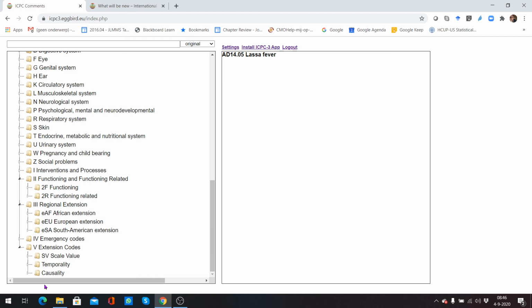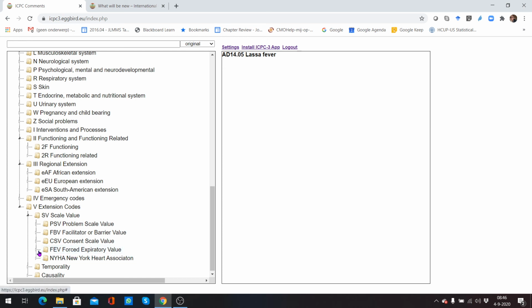For example, the classification of severity of COPD, open scale values, and of heart failure can be found here.